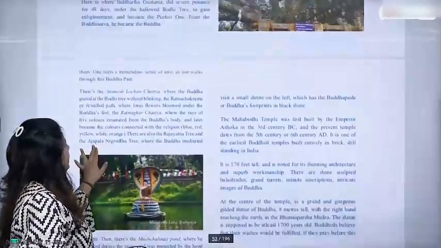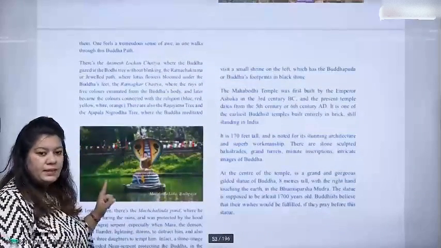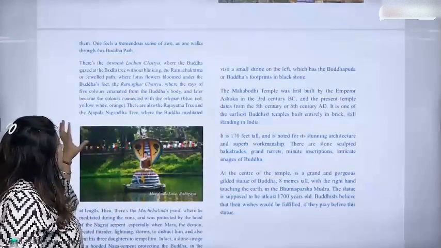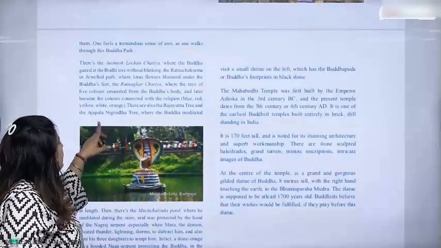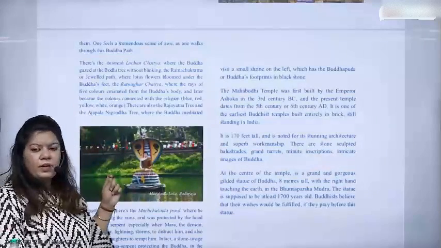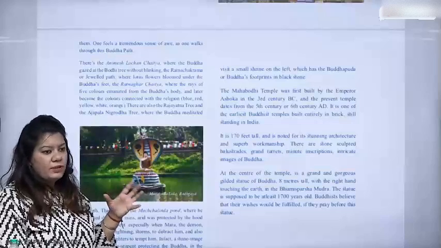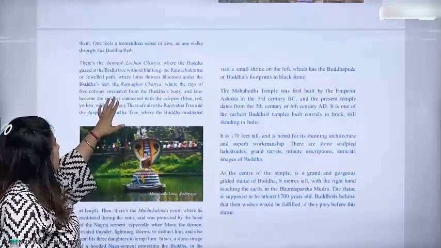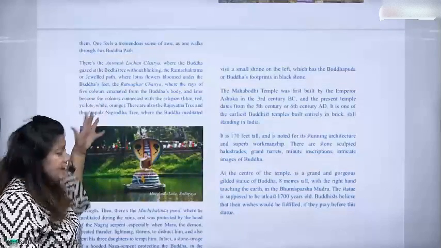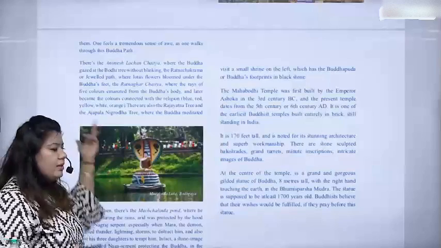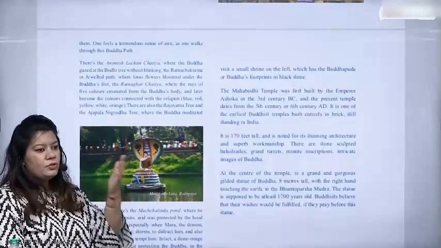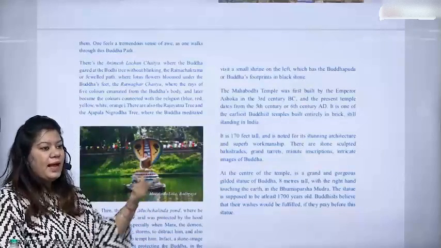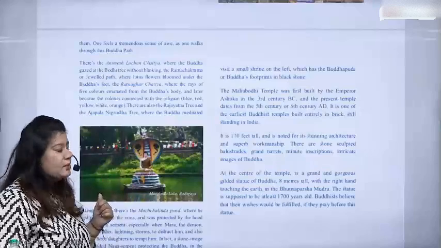Very important is the Animesh Lochan Chaitya in Bodh Gaya. Also the Ratnaghar Chaitya and the Rajayatana tree; they are all places which have significance of some form with Buddha. Just to give you an example, Animesh Lochan Chaitya was where Buddha gazed at the Bodhi tree without blinking. These chaityas or places can be asked in a pair form, asking what significance Buddha or his activities had in these places. So you should know about it.